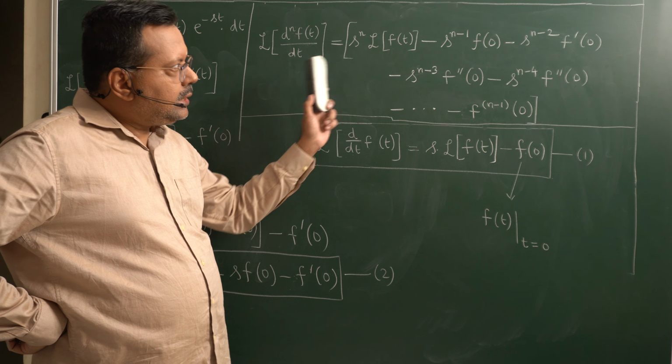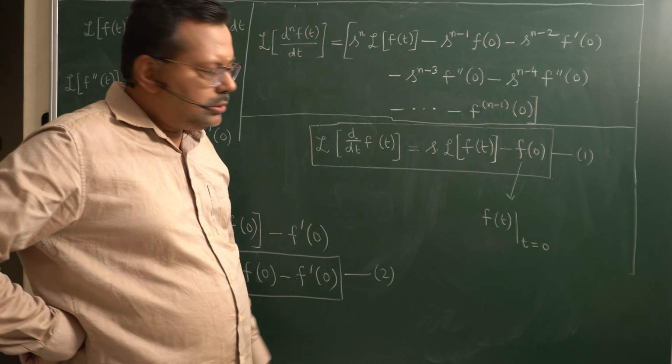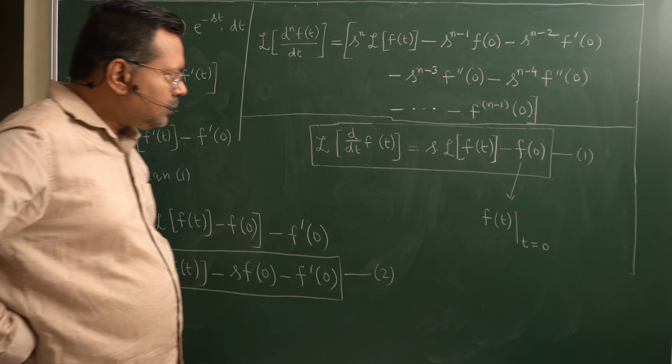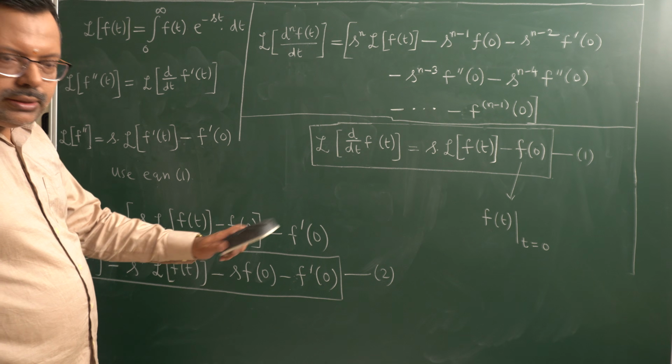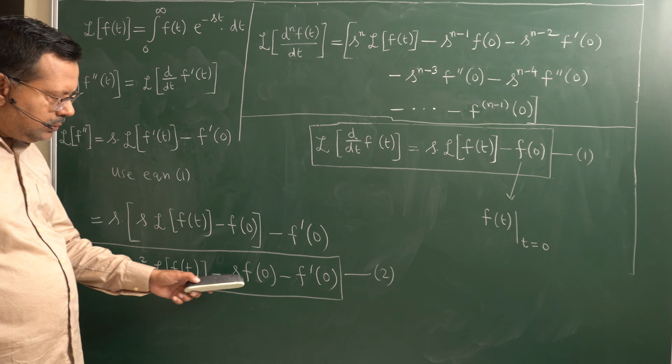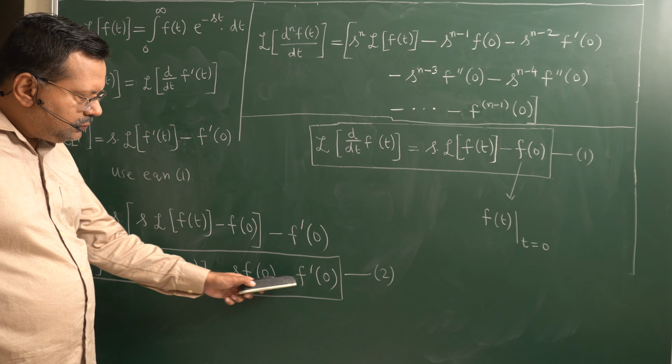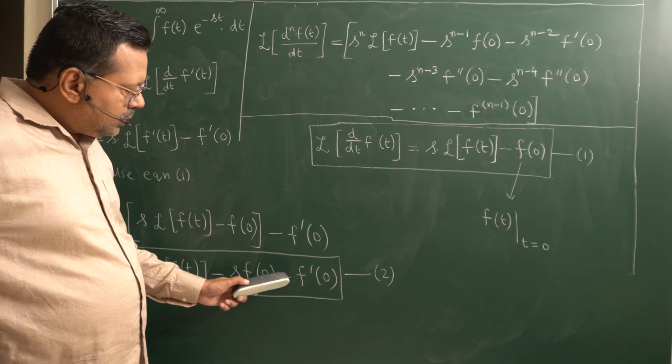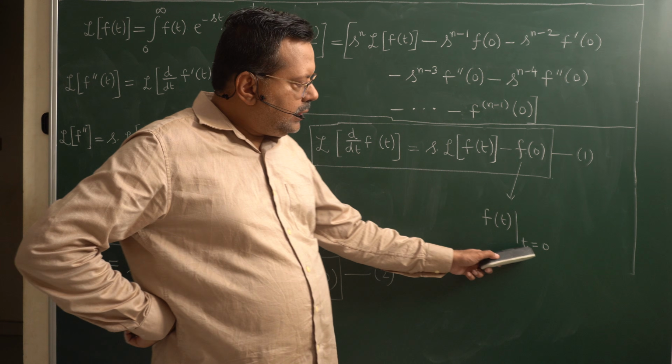This is only to understand how many derivatives you can use. That's all about it. Fine. And then how do you understand? Okay, let us come back and ask the question, what is the meaning of f of 0 and f prime of 0 here? The meaning is clear, that is f of t at t equal to 0.